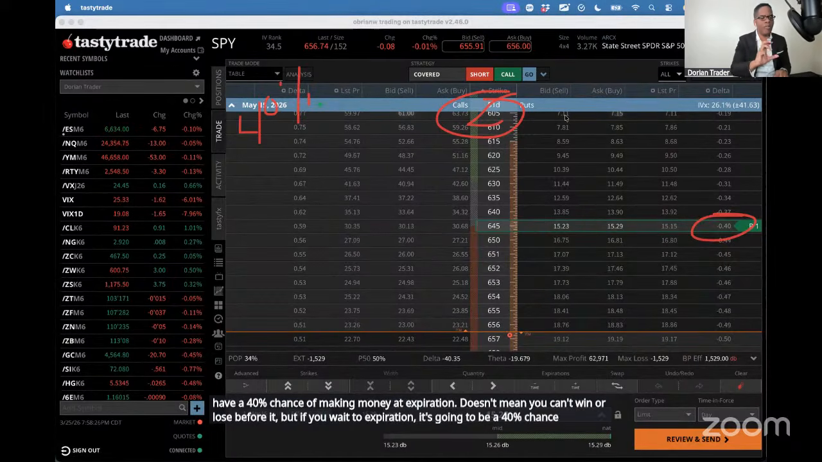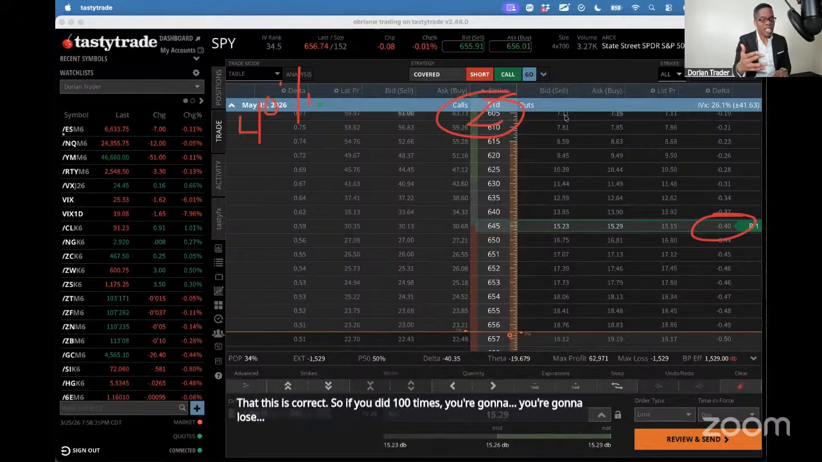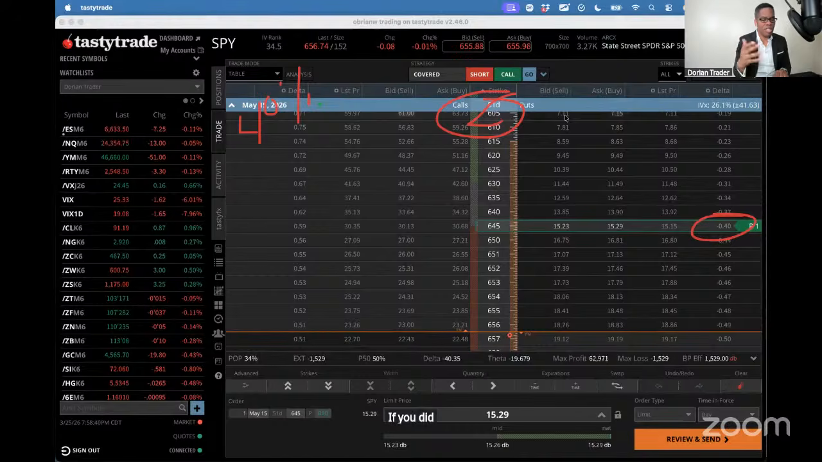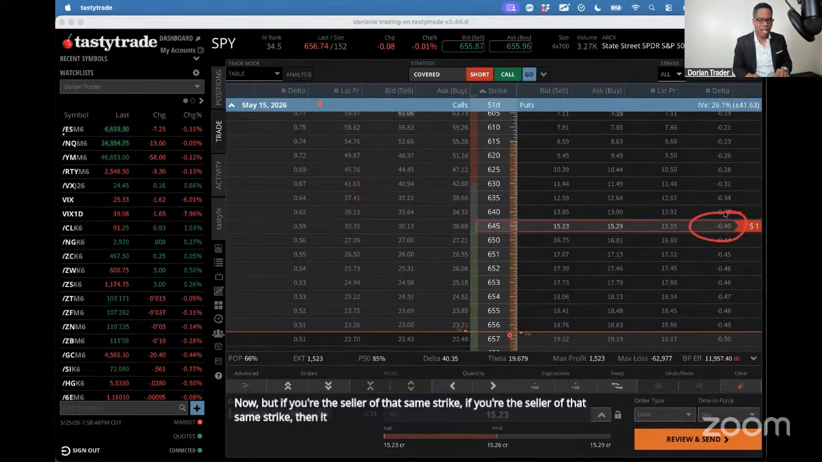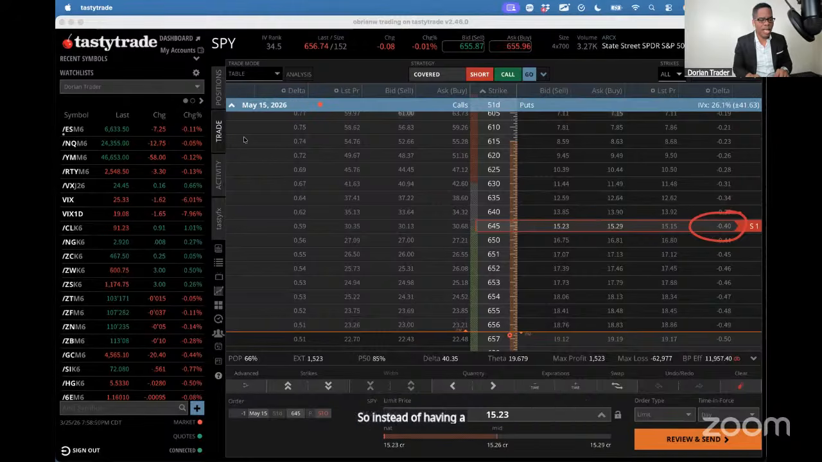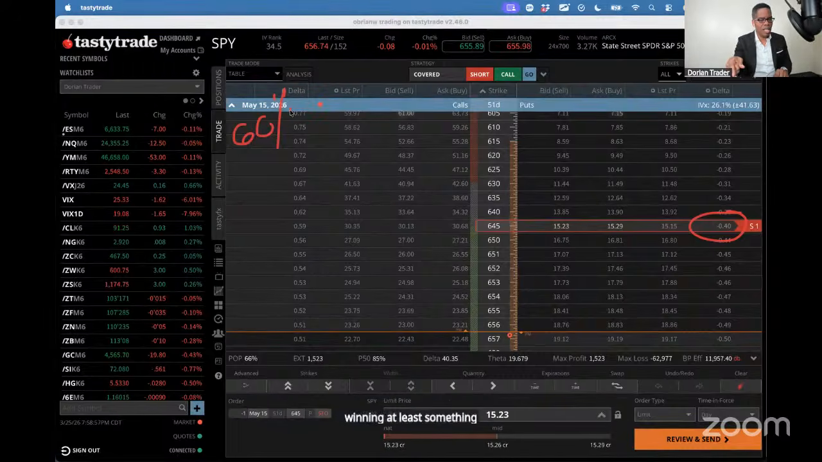And this has been proven over time, study after study, that this is correct. So if you did 100 trades, you're going to lose 60% of the time. But if you're the seller of that same strike, then it's the inverse. So instead of having a 40% chance of winning, you're going to have a 60% chance of winning at least something at expiration.